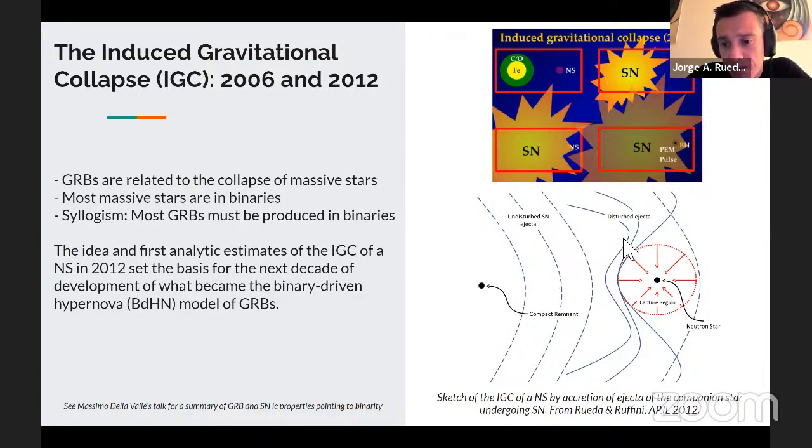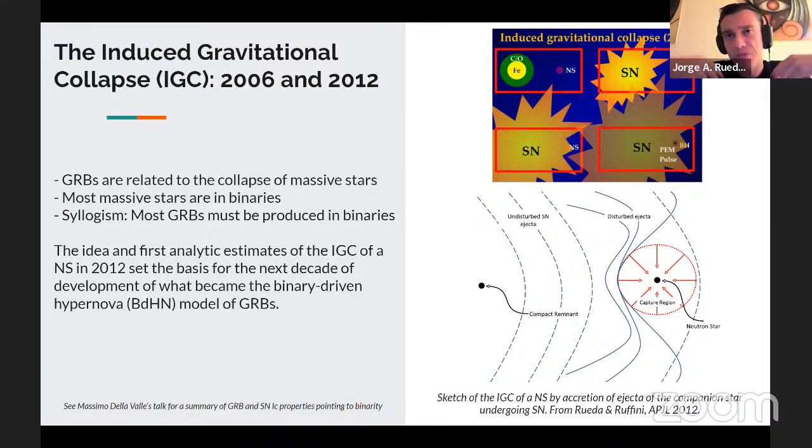But the supernova event, again, the supernova material that is expelled gets captured by the neutron star companion. The neutron star can increase its mass and angular momentum, and eventually can reach the critical mass for gravitational collapse and form a black hole. And this black hole formation is what triggers all the next episodes that explain the GRB.